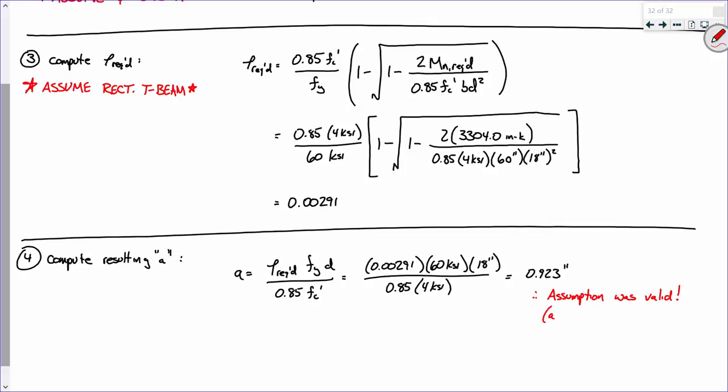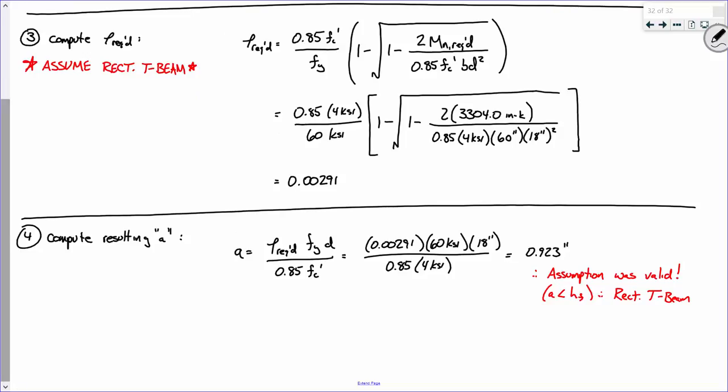So a is less than h sub f, therefore a rectangular T-beam. Okay, that's really important to recognize. All right, if that is the case, you tell me what to do. All right, so what's step five say? There you go. Simple.